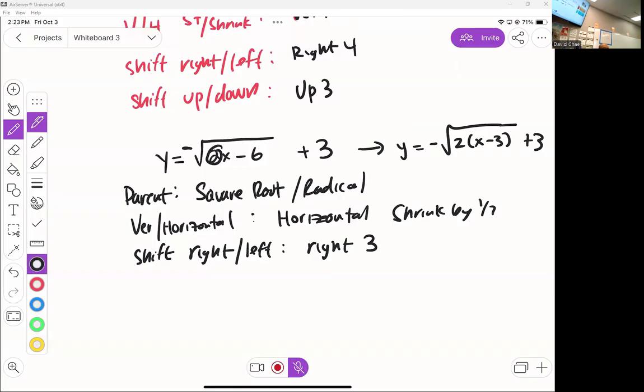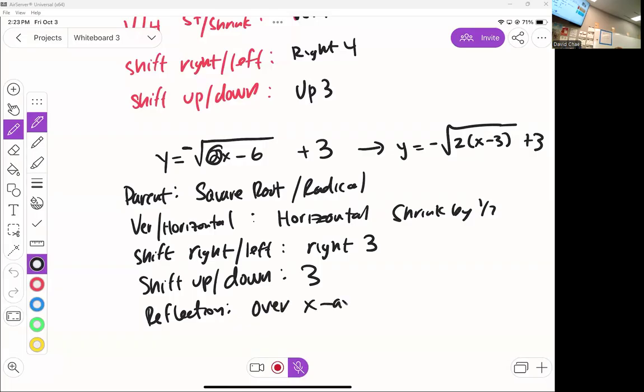All right. And then what? You shift up or down? Yep, up 3. And then this has a reflection over the x-axis. Very cool.